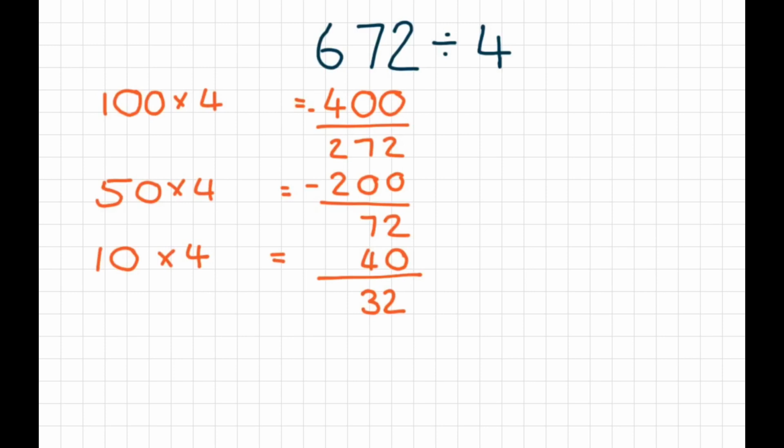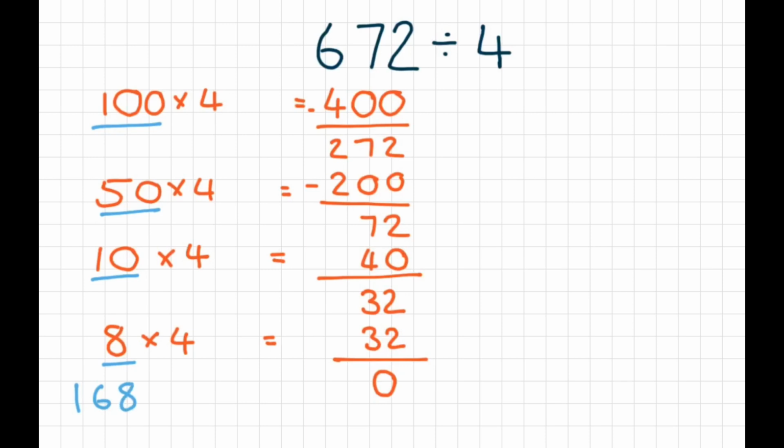And finally, I know 32 is in the 4 times table, and it's 8 times 4. Gives me 32. So 32 take away 32 gives me 0. So I've got no remainders left over in this division sum. But what was my answer to it? Let's have a wee look. So I had 100, I had 50, I had 10 and 8. These were the chunks that I took out. When I add them together, I get 168. So the answer to my sum is 168.